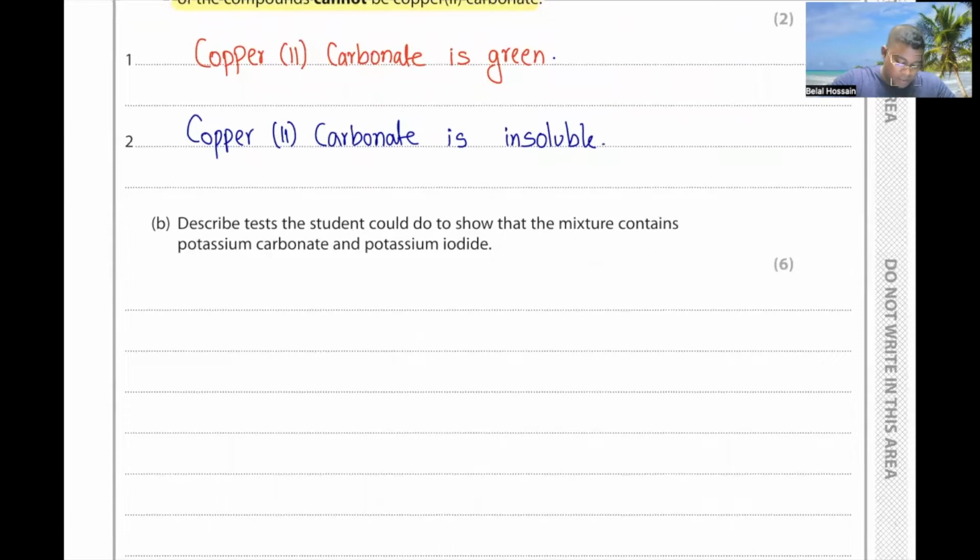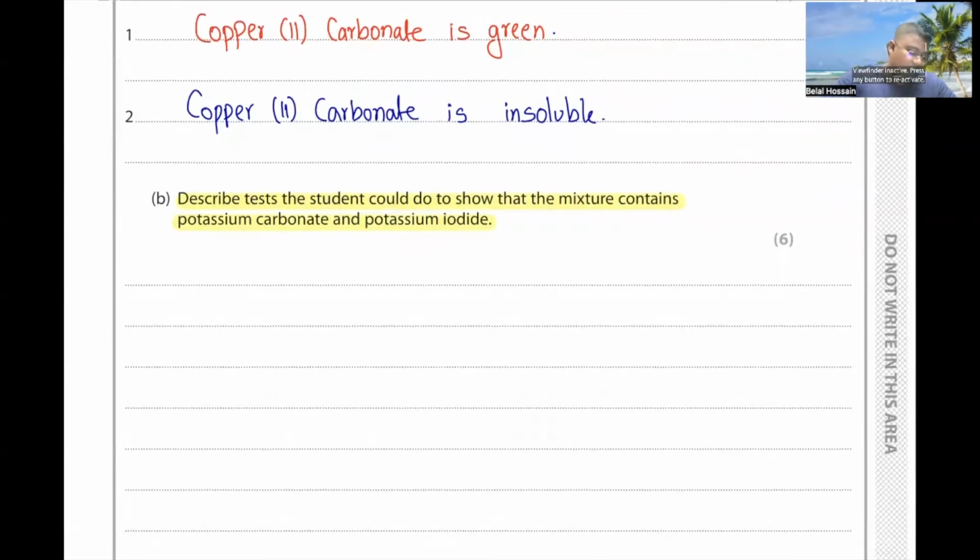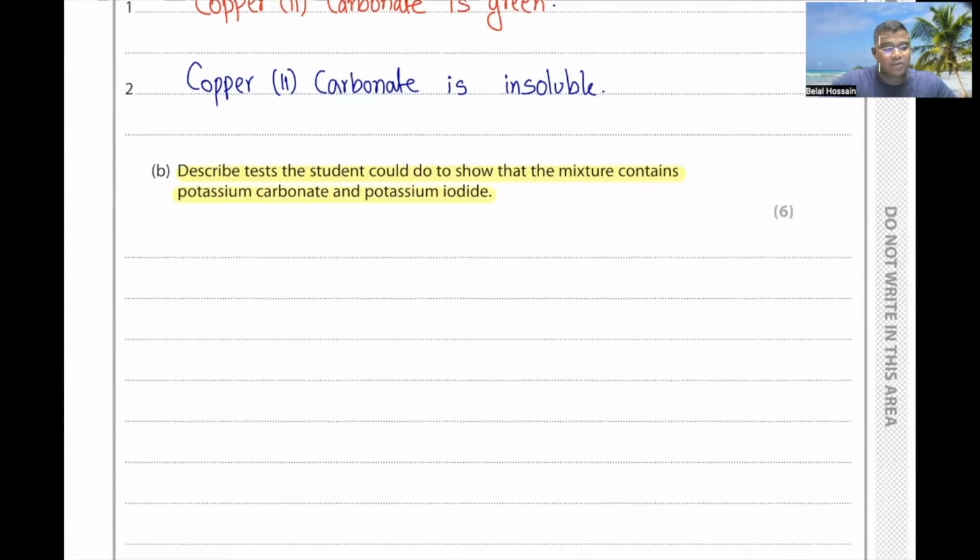Part B. Describe tests the student could do to show the mixture contains potassium carbonate and potassium iodide. So basically, first of all, the student can perform a flame test. A lilac flame will indicate the presence of potassium ion. After that, the student can add an acid to the mixture of solid or the solution. If it produces gas, then the gas can be passed through lime water, and if the lime water goes cloudy, it means that there is carbonate. And to test for iodide, the student can add dilute nitric acid followed by silver nitrate, and a yellow precipitate will indicate presence of iodide.